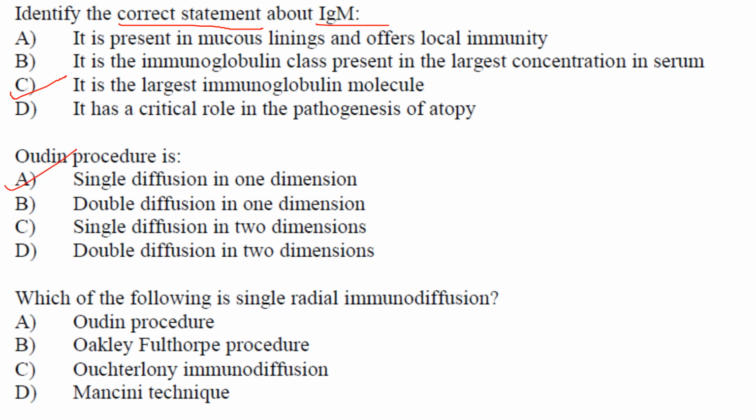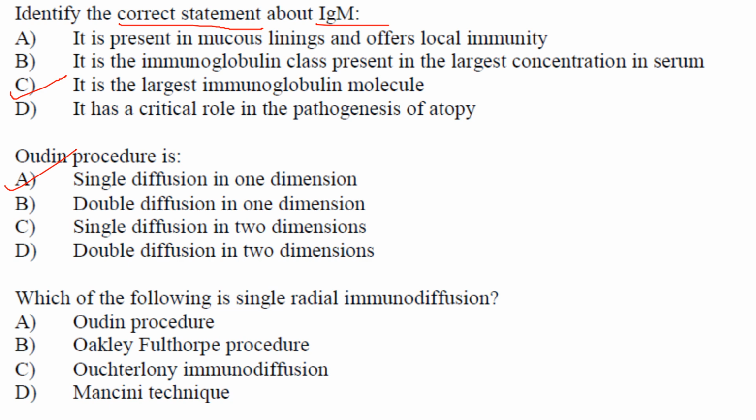Answer is option A. In this method, antibody is mixed with agar gel in a test tube and it is considered the stationary phase. Then you add antigen solution into this. The antigen then diffuses downward through the agar gel, forming a line of precipitation or lines of precipitation. So the number of bands formed indicates the number of different antigens present. So the Oudin procedure, that is single diffusion in one dimension, is the correct answer.